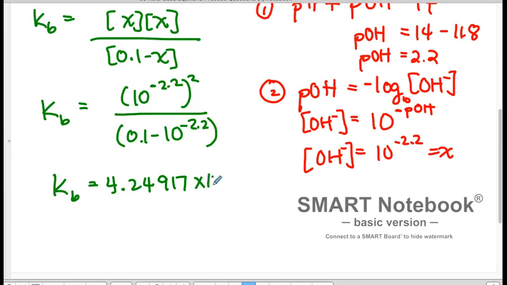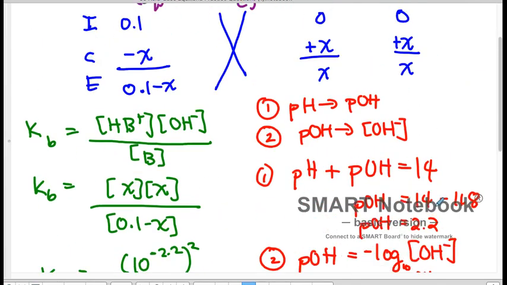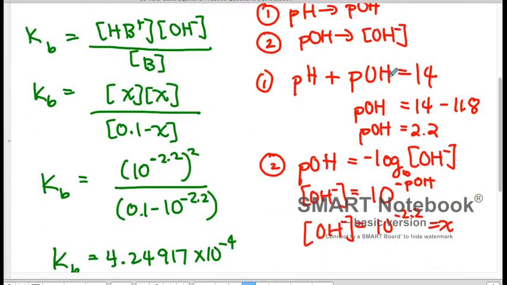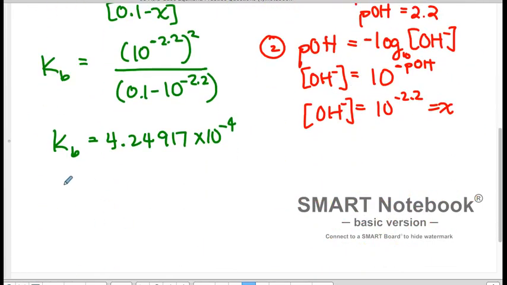4.24917 times 10 to the power negative 4, but we need to adhere to the correct amount of significant figures. So if we look over here in the given question, we are given 3 sig digs, but it's always based on the least certain. And because we use concentration, it is going to be one significant digit. So Kb is equal to 4 times 10 to the power of negative 4.